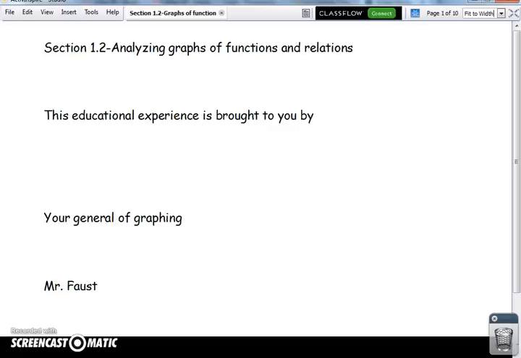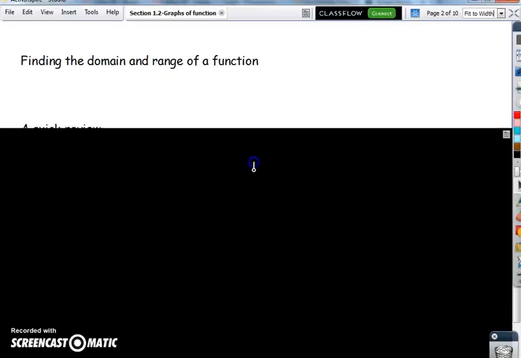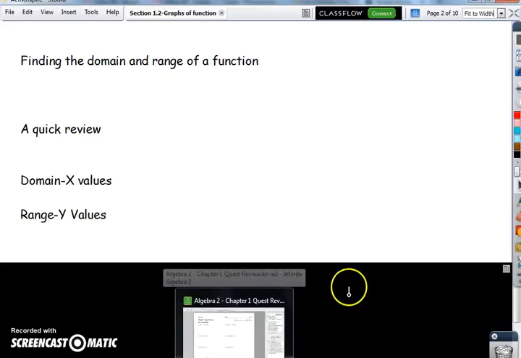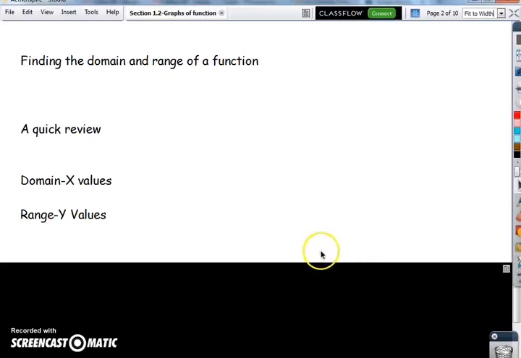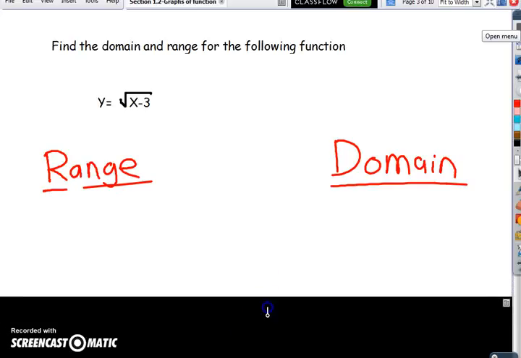So let us begin. Just as a quick overview, finding the domain and range of a function, again, review from last section. Domain are all your x values, range are all your possible y values. So domain are whatever x's I can put into a function, and the range is the resulting y values of that. So a quick review, find the domain and range of the following function here.